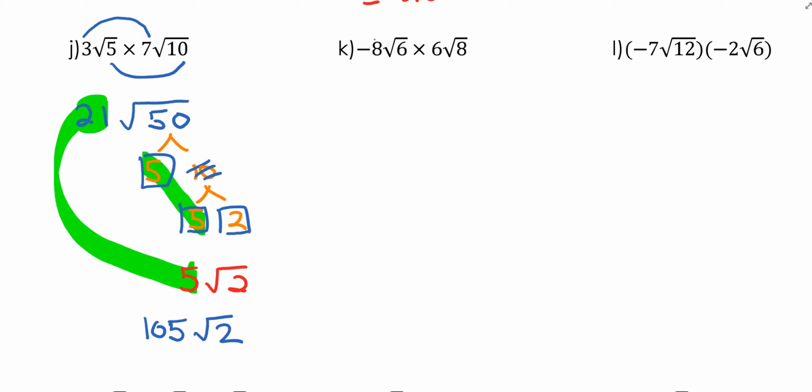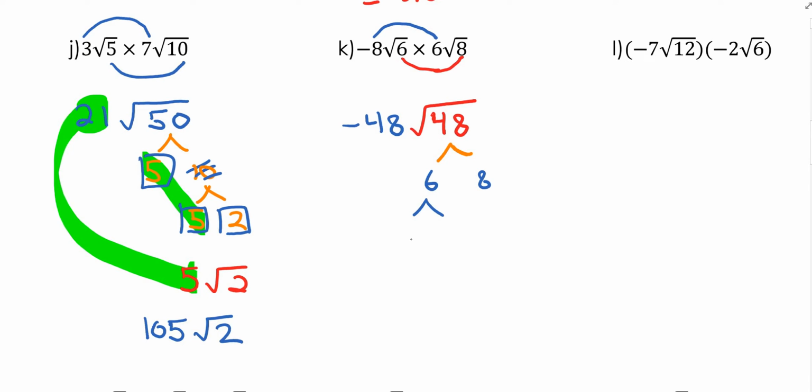Moving on to letter K, I have a negative 8 and 6. Negative 8 times 6 is going to be negative 48. And then if I times inside with inside, that's also going to give me, well, 6 times 8 is going to be 48. And then we need to rely on the tree diagram now to break down 48 into its prime factors. So I can use 6 times 8, and then I can break down 6 into 3 and 2. 8 can break down into 2 and 4, and this 4 can break down into 2 and 2. So quite a bit of factors there.